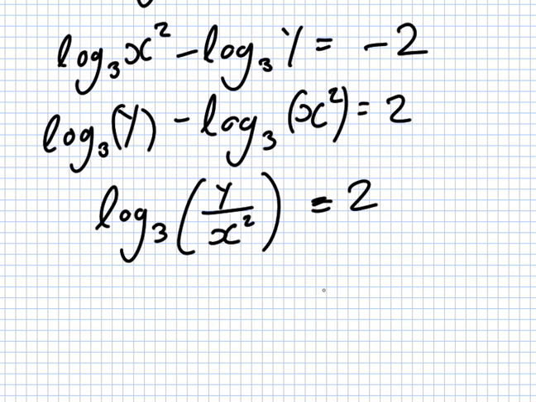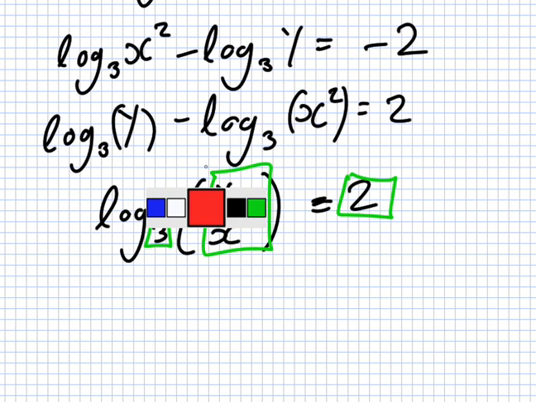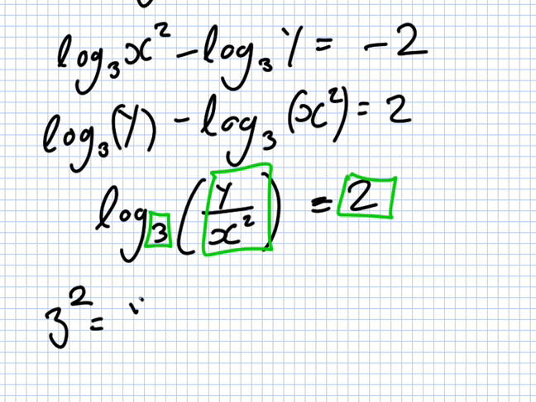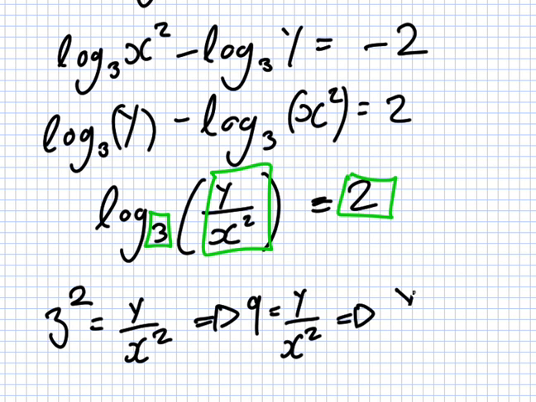Here now, we need to remember what the definition of log is. Remember, we're saying that 3 to the power of 2 is equal to this. So we get 3 to the power of 2 equals y over x squared. So that means 9 equals y over x squared. So that means y equals 9x squared, which is what they wanted.